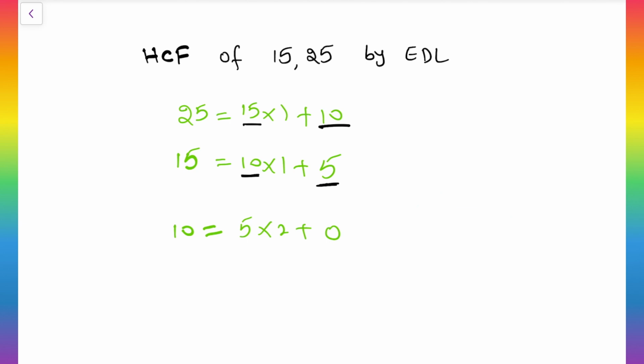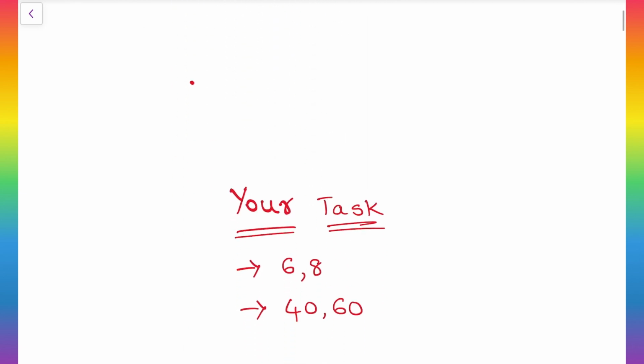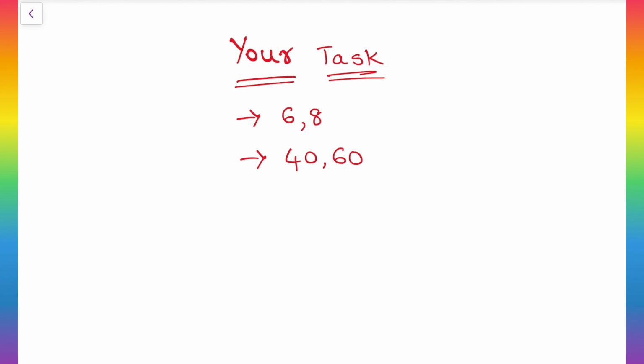So we need to stop the process here. Now the remainder is 0 and the divisor is 5. So after getting the remainder 0 we need to check what divisor we got. Here the divisor is 5. So our HCF is 5. Now these two problems you need to solve.